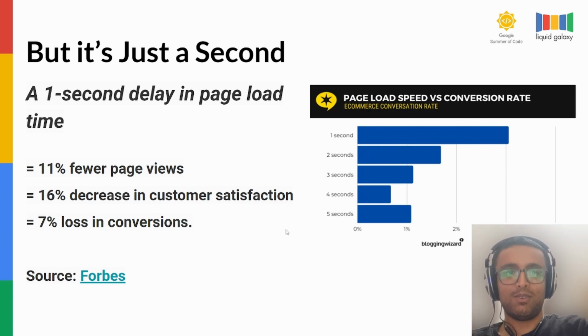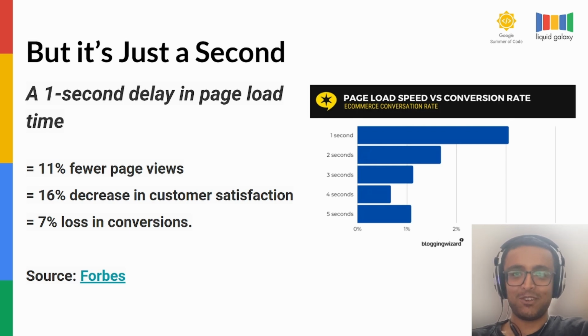In the previous slide I just showed you an example of conversion rate dropping more than 50%, even in just a second. And what else can a second cost you, right? 11% fewer page views. People will even stop viewing your page or stop using your app.